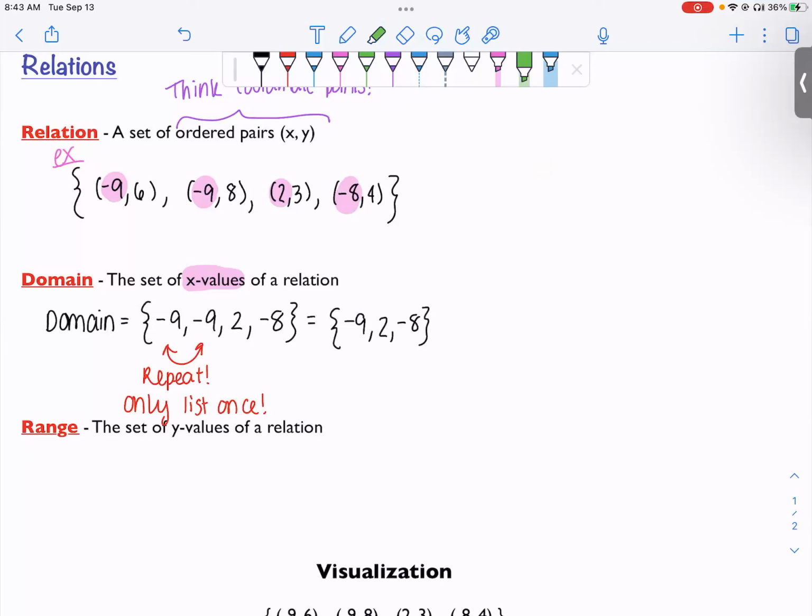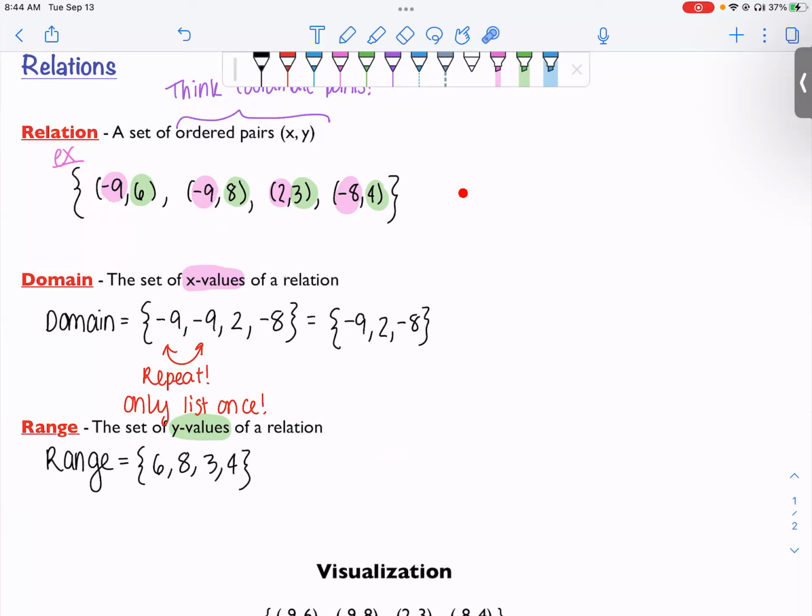The range of a relation is the set of y values. Just kind of what you would think, there's a set of x values, so there should be a set of y values as well. We look back here at our relation and we get all these y values, 6, 8, 3, and 4, and that will be the range of that relation. So 6, 8, 3, and 4.